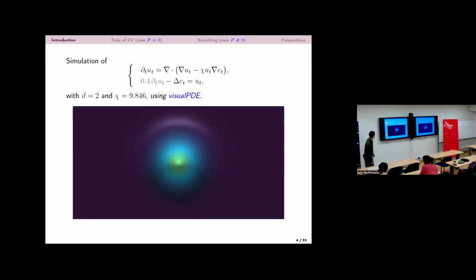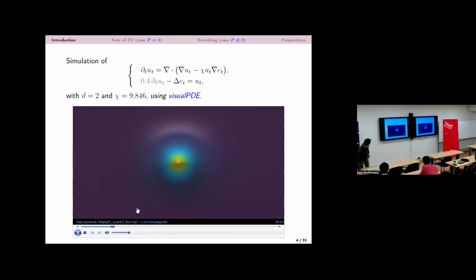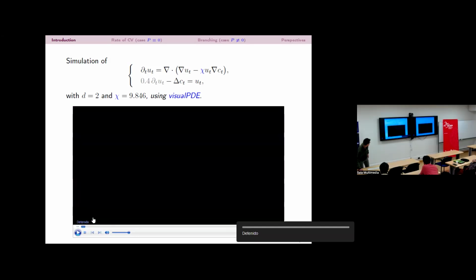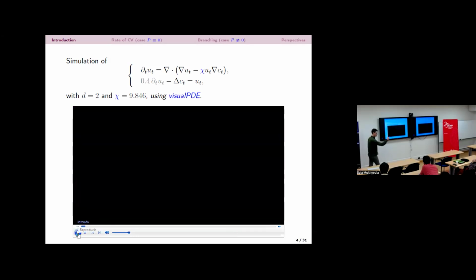I'll run some simulations on this Visual PDE software, which is freely available on the internet. You can try it if you want. This is in dimension 2, I should have said, dimension 2 in space. And you will see why I chose this weird value for chi. So let me try to run it. Okay, it's coming. We'll try again, I will restart it.